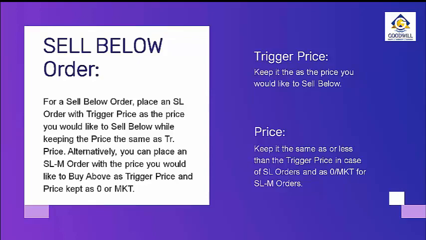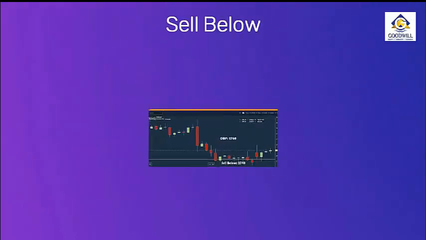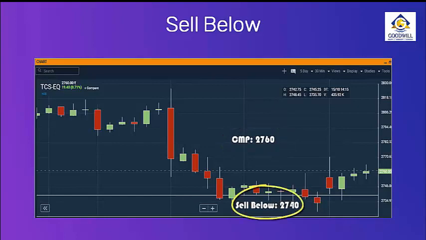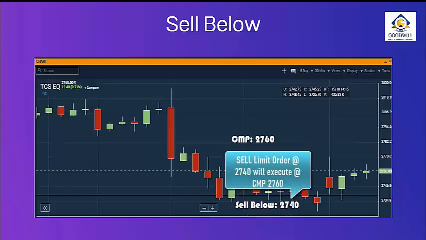A visual representation of a sell below order can be seen here. The current market price as per this screenshot is 2760. You would like to sell below 2740 in this case. What do you do? You obviously do not place a sell limit order because it will execute immediately at the price of 2760. You place either a stop loss market or a stop loss limit order to sell it below 2740 by setting trigger price as 2740.